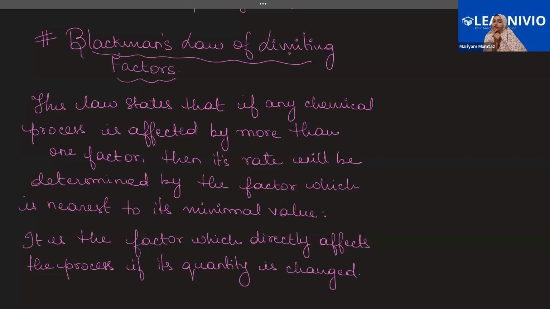So that is the law of limiting factors, and it was given by Blackman. So it is famously called Blackman's law of limiting factors. Clear, students? Any doubts?